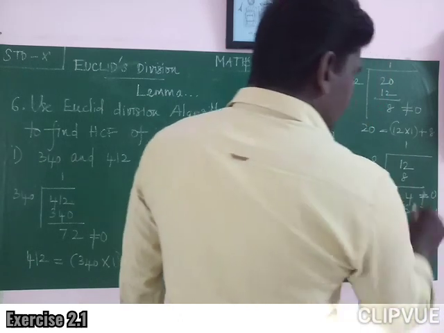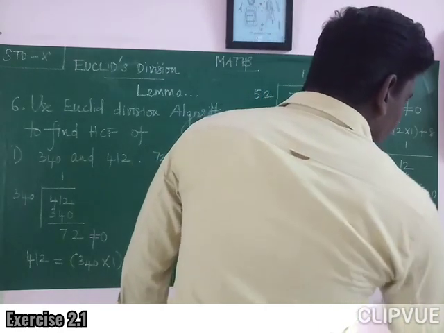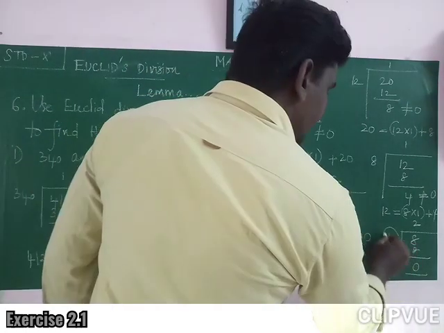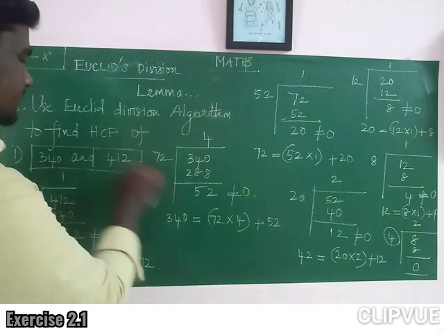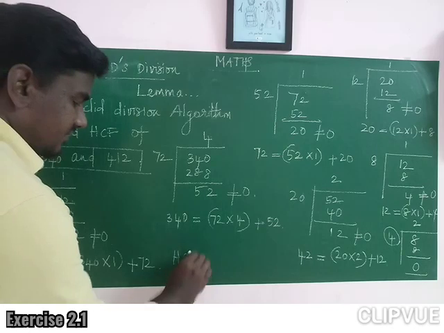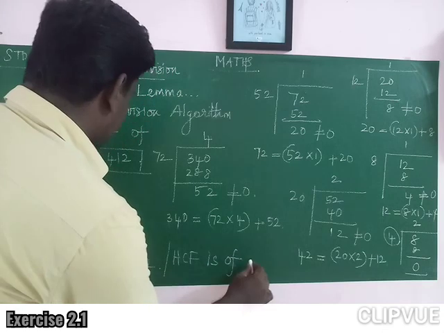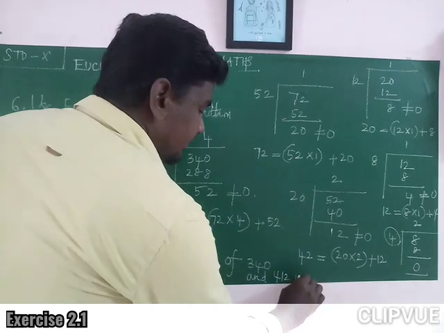The next term, this 4 will be the divisor and this 8 will be the dividend. 2 times 4 is 8. What do we get? Remainder is 0. If it leaves the remainder 0, that divisor is the HCF. So this 4 is the HCF of 340 and 412. So HCF of 340 and 412 is 4.